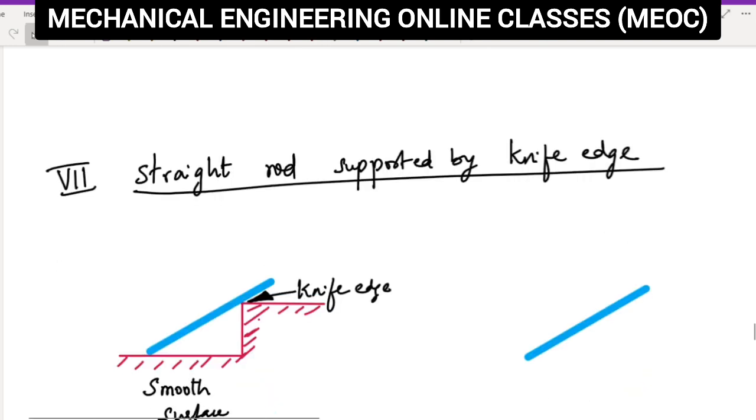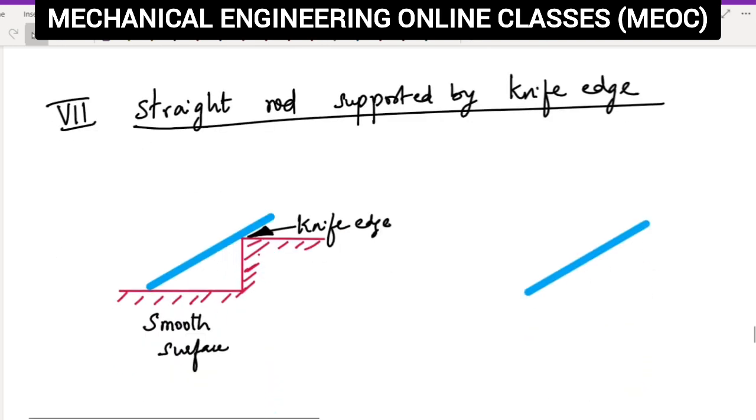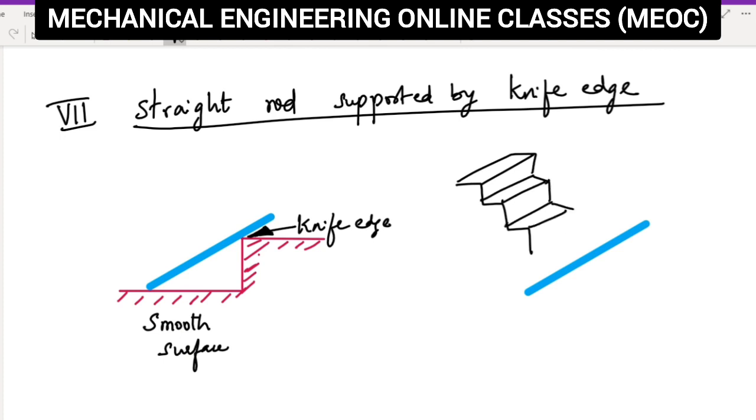The next thing is, let us look at another kind of support. A straight rod is supported by a knife edge. Here this is the case. Suppose, just as an example, there are steps in your home, and you just place the stick here. So at this particular location, it will experience a contact which is a sharp edge. This is a sharp edge which is in touch with the object.